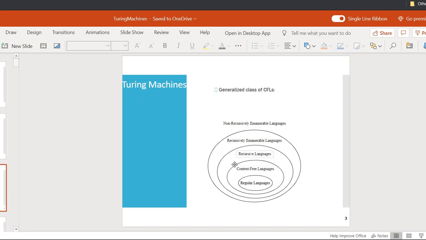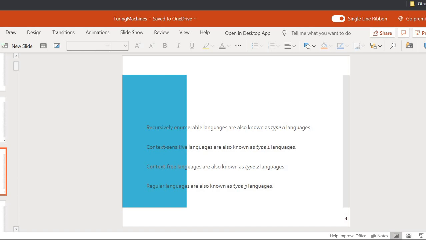And Turing machines are generally designed to handle context-free languages. So all these languages that we talked about, when we start from top to bottom, we read it as: recursively enumerable languages are known as type 0 languages, context-sensitive languages are known as type 1, context-free are known as type 2, and regular languages are known as type 3 languages. So instead of using these terms, one can replace each of these terms with type 0, type 1, type 2, type 3, and so on.